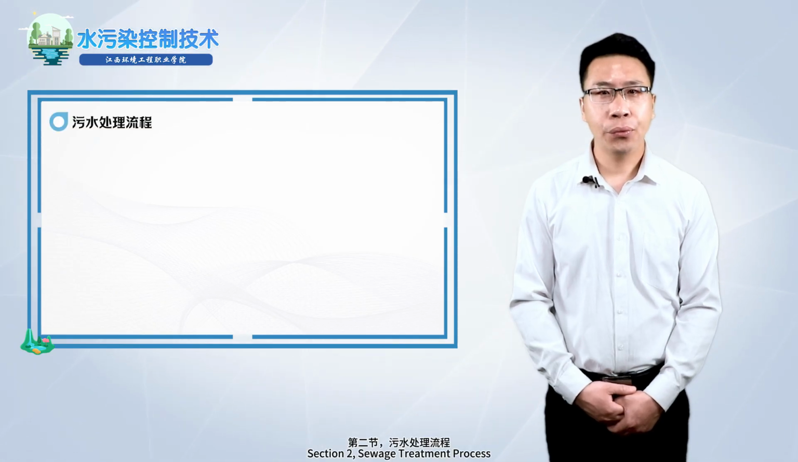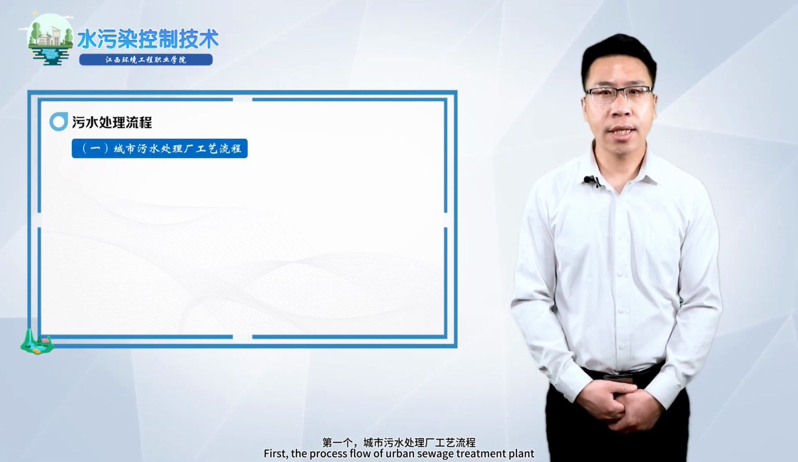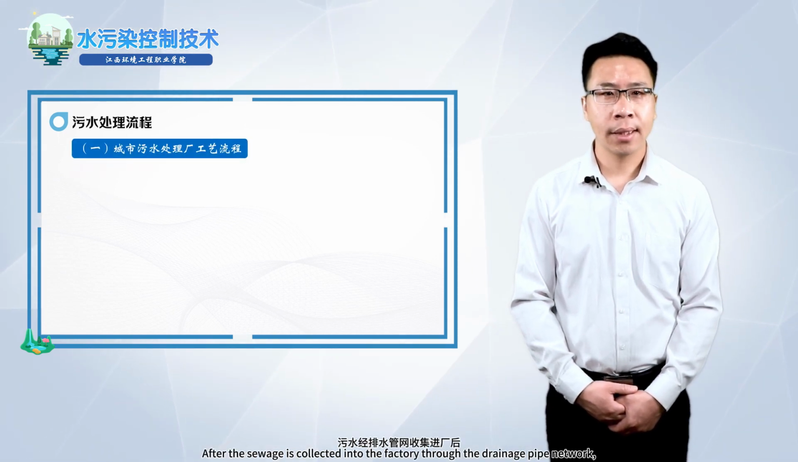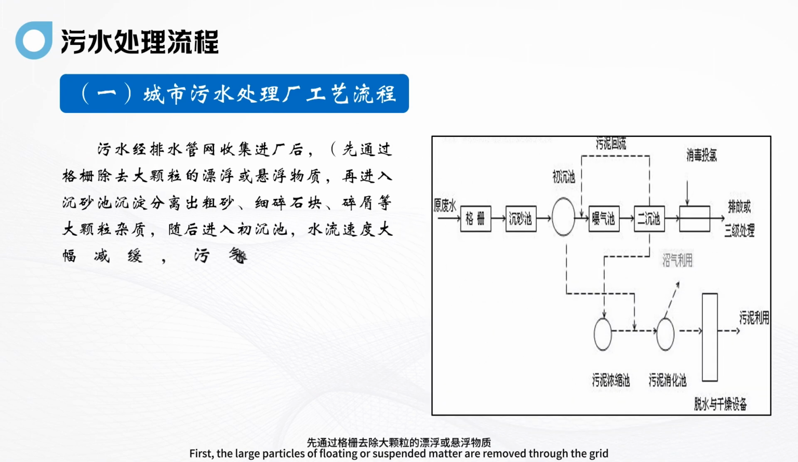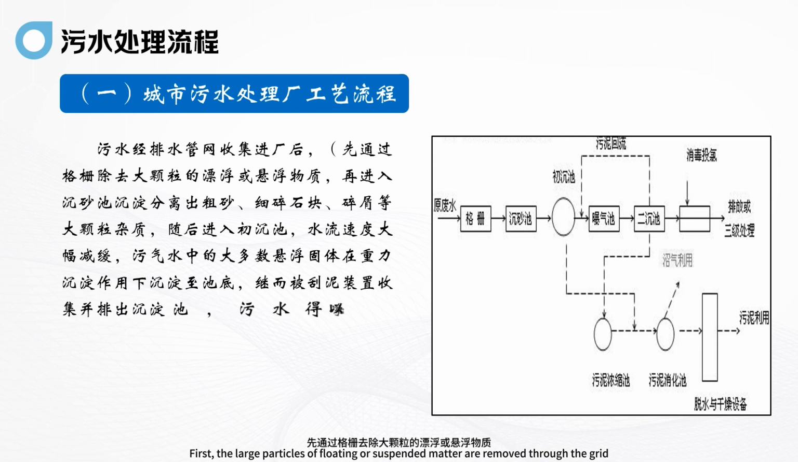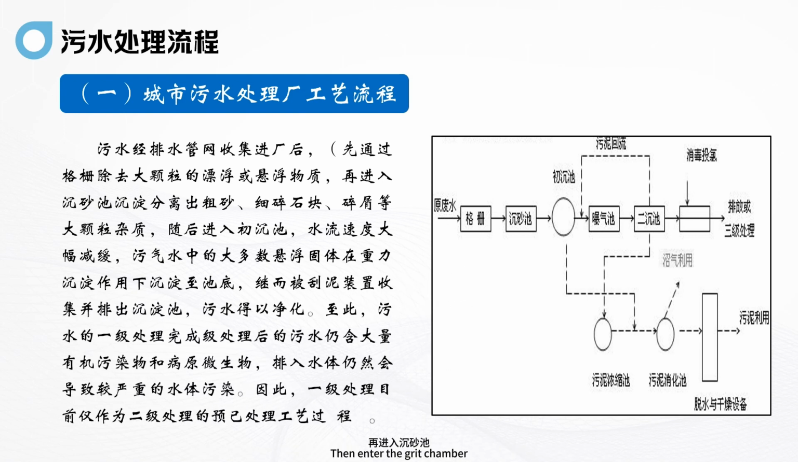Section 2, Sewage Treatment Process. First, the process flow of urban sewage treatment plant. After the sewage is collected into the factory through the drainage pipe network, first, the large particles of floating or suspended matter are removed through the grid, then it enters the grit chamber. Precipitation separates coarse sand, fine stones, debris and other large particles of impurities. Then it enters the primary sedimentation tank. The speed of water flow slows down greatly.